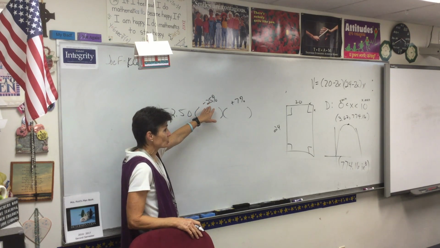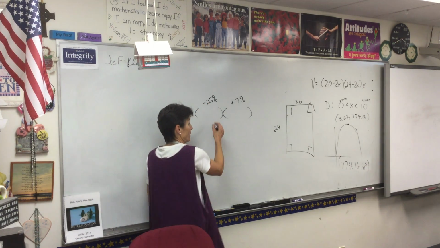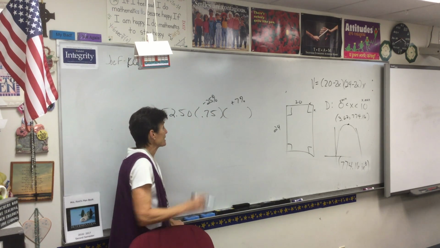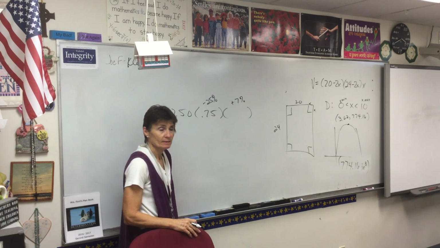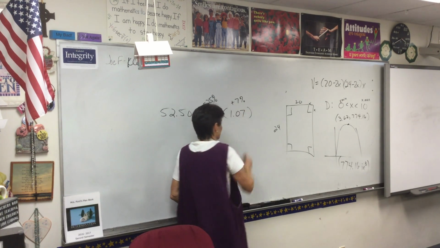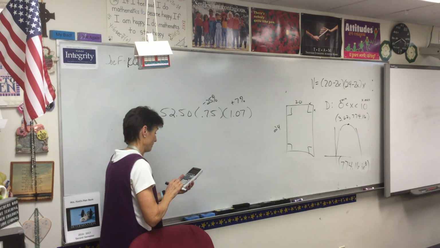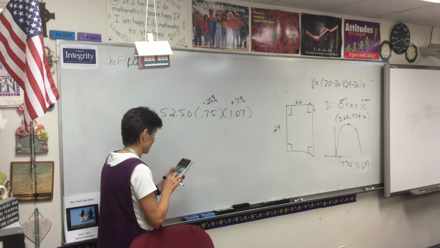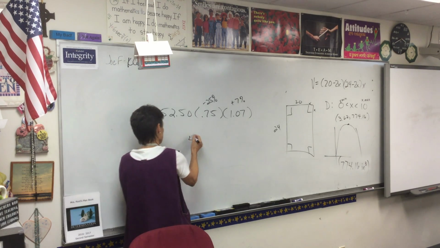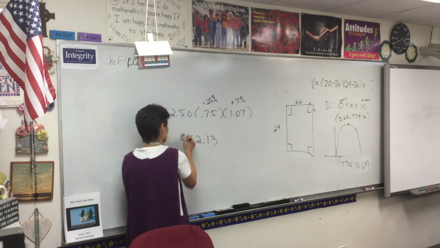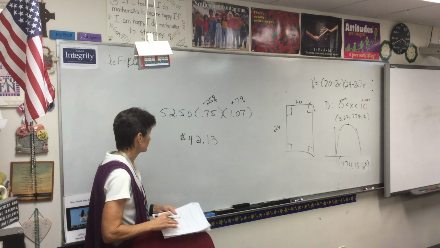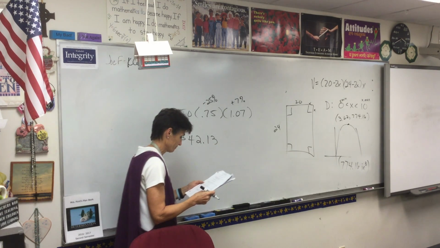So if it's a minus 25%, I'm going to multiply by 0.75. If it's a plus 7%, 1.07. And I type it in and I am done. So 52.50 times 0.75 times 1.07, $42.13. Will we get that wrong if we don't put the dollar sign? Yeah, put the dollar sign.